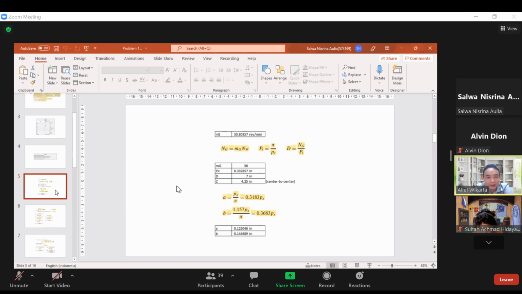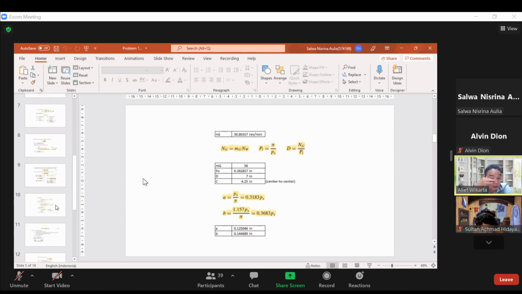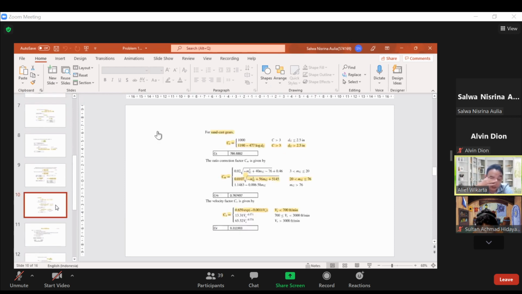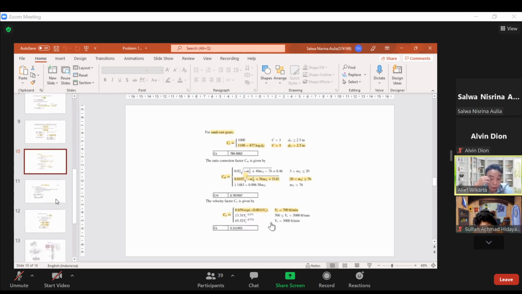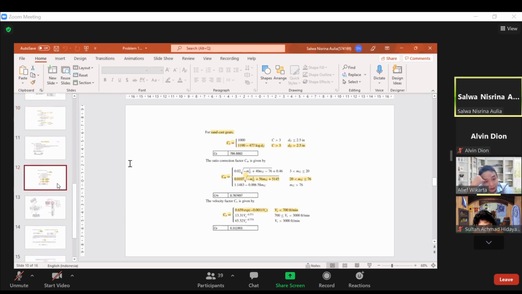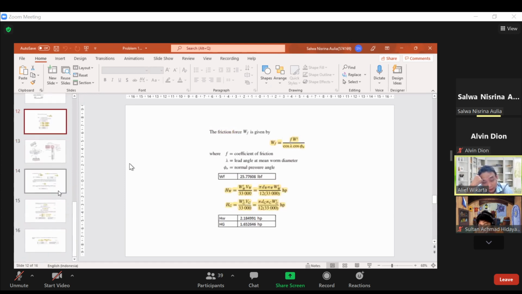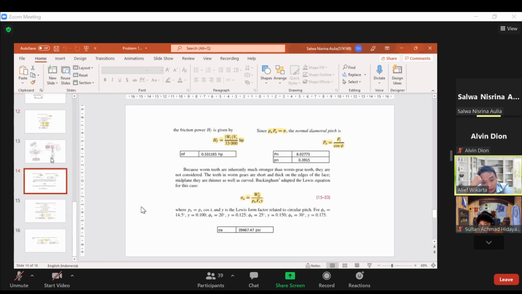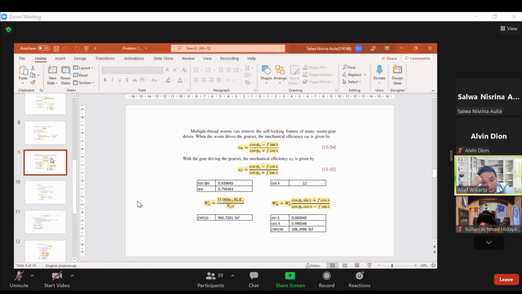Try another one ya. Apalagi yang kelihatan. Efisiensi, how about efisiensi, Mbak Salwa? We also need to calculate the efficiency in helical gears, or we also see any efficiency value in helical gear? Efficiency. In here, your efficiency is 0.75 ya, 75%.